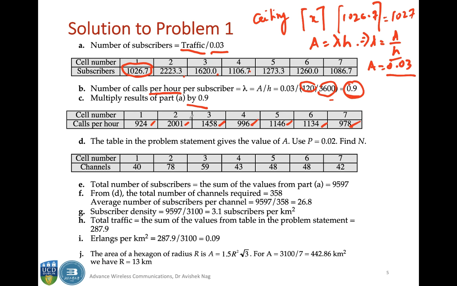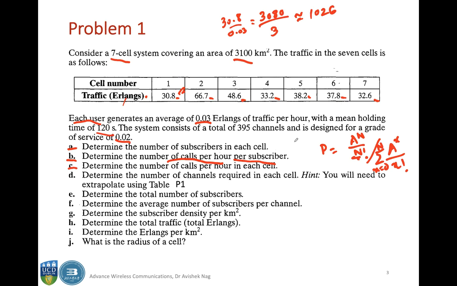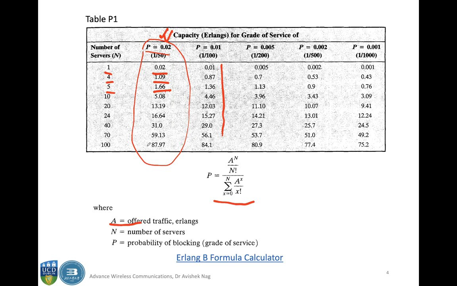The table in the problem statement actually gives the value of A. The problem statement is giving you the value of A, the traffic in Erlang. These values are given. To calculate N from these values with this particular P of 0.02, you can use this table.